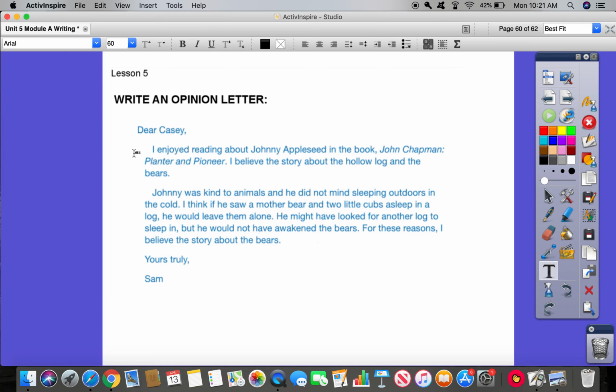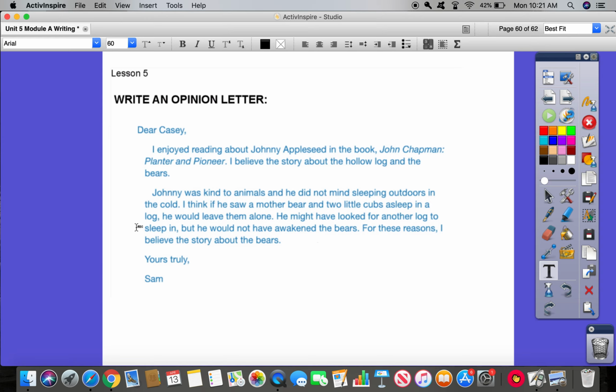Johnny was kind to animals and he did not mind sleeping outdoors in the cold. I think if he saw a mother bear and two little cubs asleep in a log, he would leave them alone. He might have looked for another log to sleep in, but he would not have awakened the bears. For these reasons, I believe the story about the bears. Yours truly, Sam. Okay? So remember, this is the greeting.